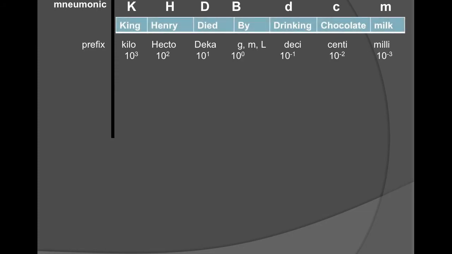And so let's go ahead and talk about a mnemonic device in order to figure out how to easily convert between metric units. So we can look at this as saying King Henry died by drinking chocolate milk, denoted by K, H, D, B, D, C, M. And notice that these over here are lowercase. They stand for kilo, hecto, deca. And then these are the basics: gram, meter, liter. Deci, centi, milli. Again, here you have your orders of magnitude at the bottom, just so that way you can keep seeing them and knowing what they mean.